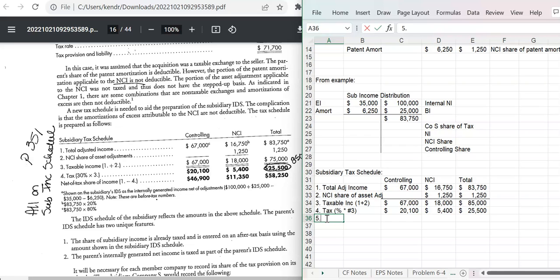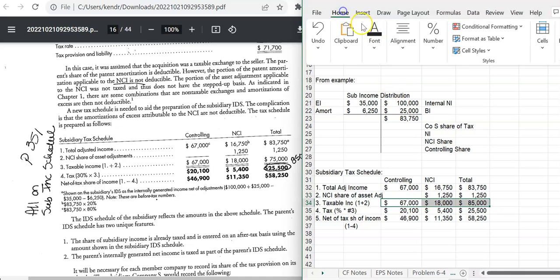And then five, net of tax share of income. This one, I'm going to put right here. This one is 1 minus 4, so it's this top one minus the tax. So 67,000 minus the 20, and then 16,000 minus the 5.4, and then those two just add up. Or you should be able to do the 83 minus the 25. It should work out either way. I'm going to put a double underline under that.